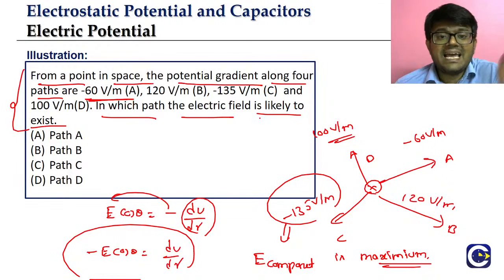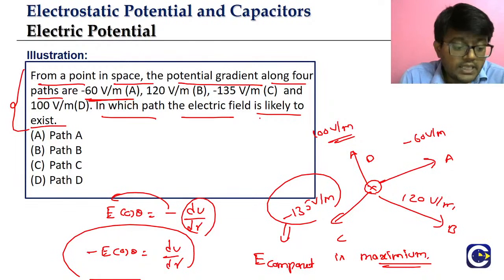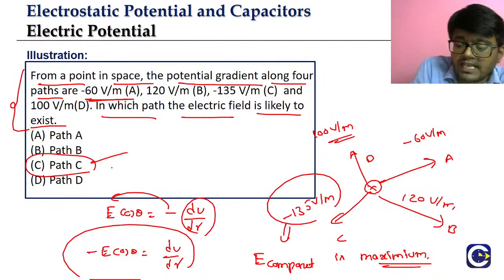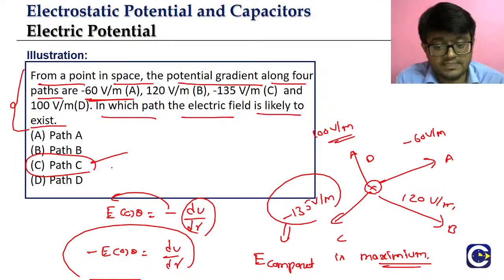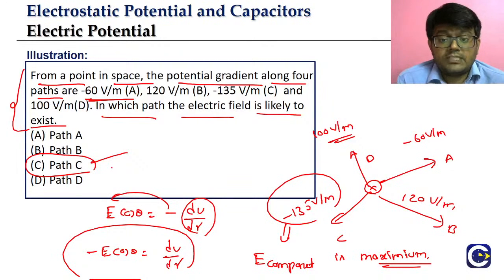They are not saying exactly in which direction the electric field exists. It can be likely existing. So among the given ones, what do we have? The component of the electric field is maximum in the direction of path C. So we will say the electric field can likely exist in the path C. What we can say for sure is that the component along the path C will be maximum. We cannot say that for certain.